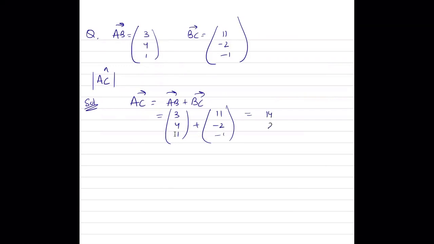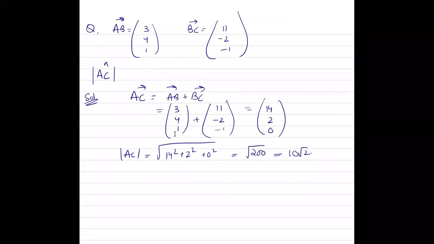14, 2 and 0. Now I'm going to find the magnitude of the vector AC, that is square root of 14 square plus 2 square plus 0 square. What is this coming out? 14 square plus 2 square, square root of 200, which is 10 root 2.